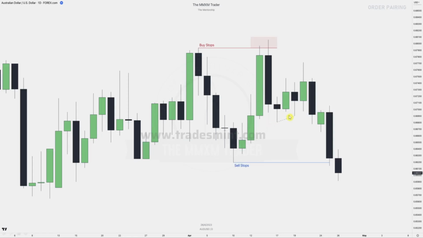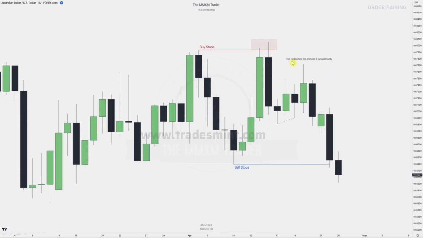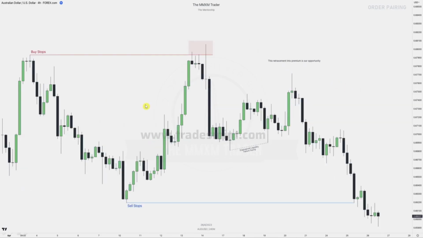The algorithm will continuously engineer liquidity to pair more orders up to continue lower. Now, where do we get in if we want to participate in this move down? We want to be in a premium level, right? So we need to dive into a lower time frame so we can see more structure, because this is the daily chart, right? So we have a more clear picture if we go into a 1 hour chart. And in the 1 hour chart, we will see this retracement into premium as our opportunity.